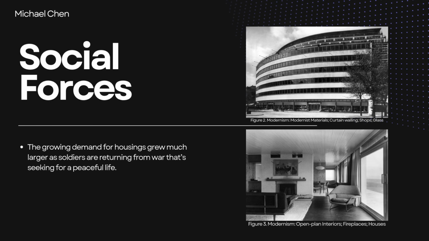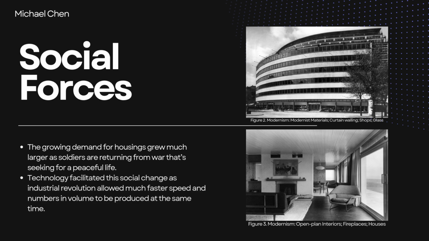After the World War, the social changes also had an impact on the rise of modernism as the need was to have more housing as soldiers were returning from war. Technology facilitated the production of multiple houses at once, as the Industrial Revolution allowed higher speed of production for the required materials and also parts for assembling a brand new home in a short amount of time.